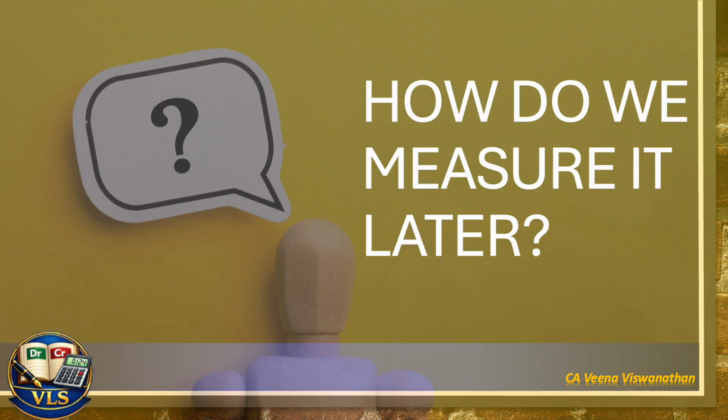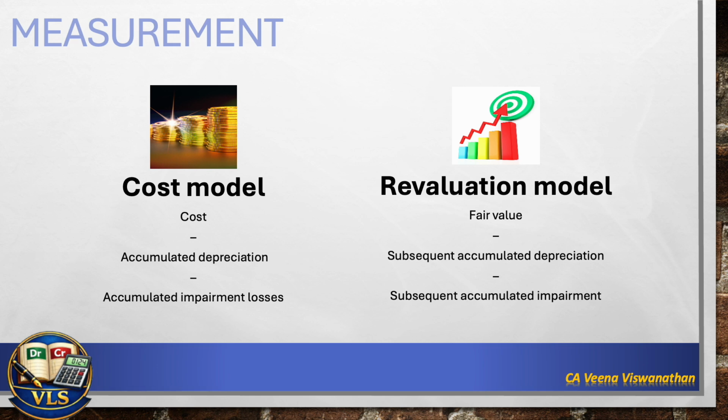Once the asset is initially recorded, IAS 16 gives us two options for how to measure it in the years that follow. These are called subsequent measurement models. The two models are the cost model and the revaluation model. Under cost model, the asset continues to be shown at the original cost minus the accumulated depreciation and minus any accumulated impairment losses. This is simpler, straightforward, and the most commonly used method.